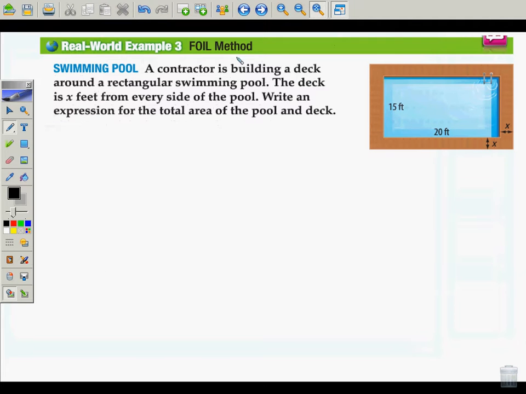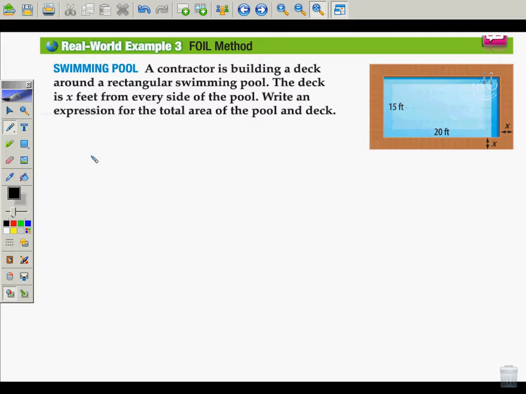So in example 3, we've got a word problem. A contractor is building a deck around a rectangular swimming pool. The deck is X feet from every side of the pool. Write an expression for the total area of the pool and the deck. So we want to know the area of the pool and the area of the deck. And notice it shows us that this deck is X feet wide all around.